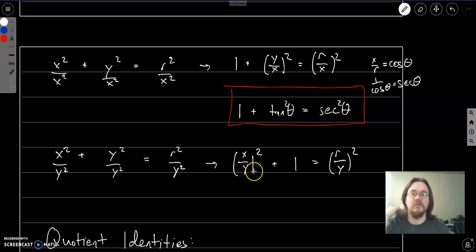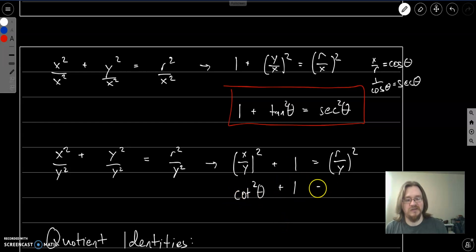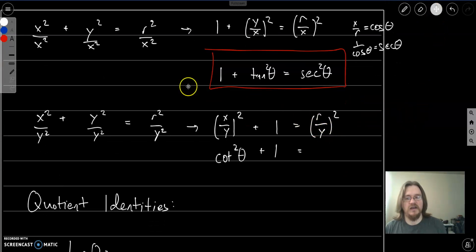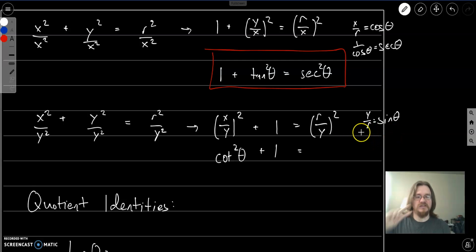Okay, so let's go through and simplify these into trig functions. y divided by x is the tangent, so x divided by y is the reciprocal of tangent, which was the cotangent. We've just flipped over that fraction, so we get the cotangent. 1, well, that's just 1, no need to simplify there. And then we have r divided by y. Well, y divided by r was the sine. So this is the reciprocal, and the reciprocal of sine is the cosecant.